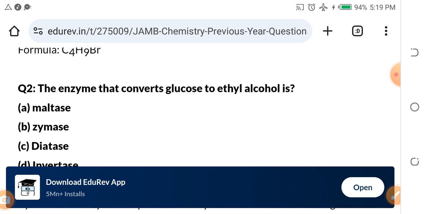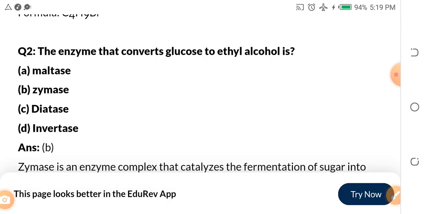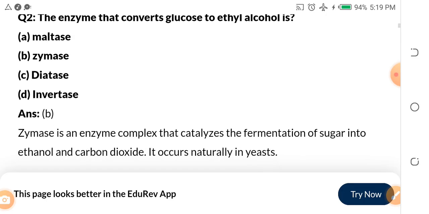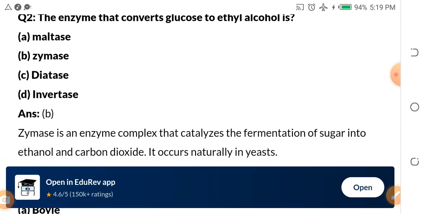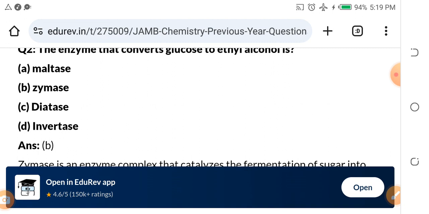It's an assignment. The enzyme that converts glucose to ethyl alcohol is dash. A. Maltase. B. Zymase. C. Diastase. D. Invertase. Zymase is an enzyme complex that catalyzes the fermentation of sugar into ethanol and carbon dioxide. It occurs naturally in yeast.